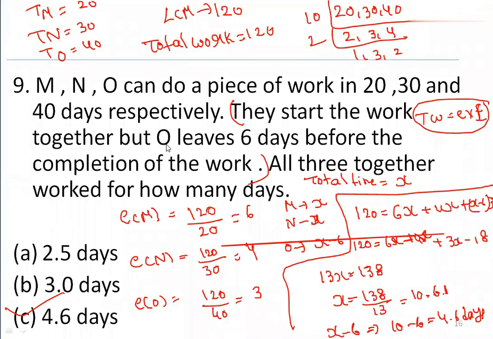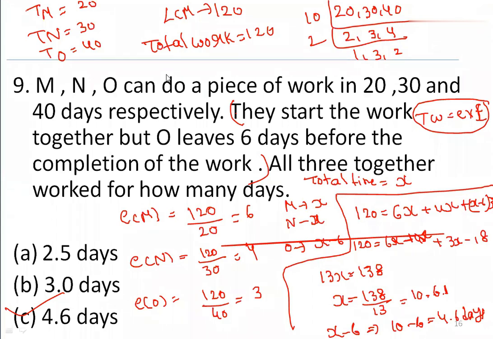M and N can do 60 work in the last 6 days. The remaining work is done by M and O, which is 60 by 30. That gives 4.6. Yes, exactly. Nikshit Reddy, yes. You can solve in any way possible, but make sure that you are getting the correct answer. That's it.